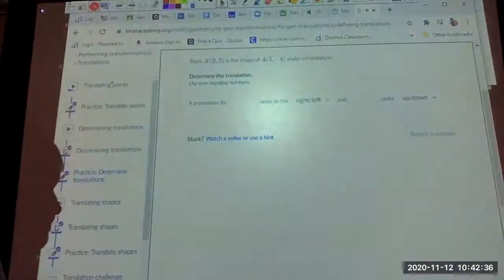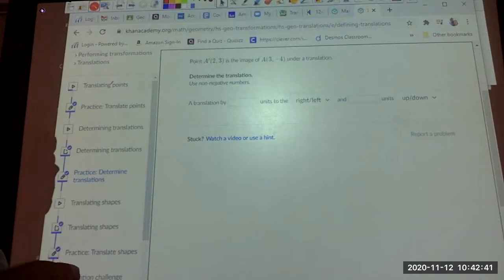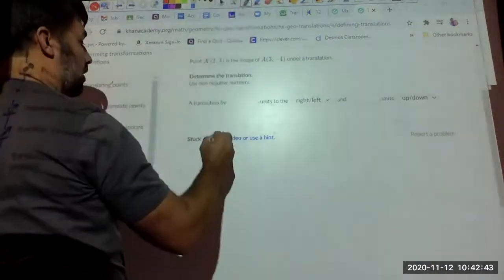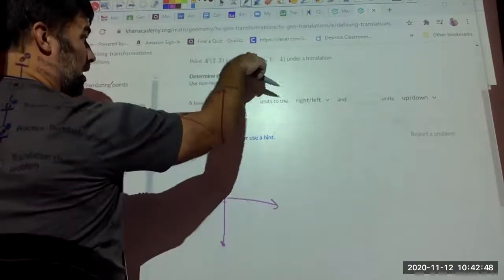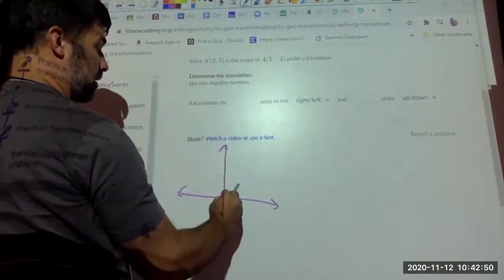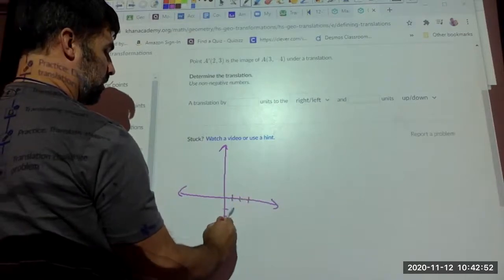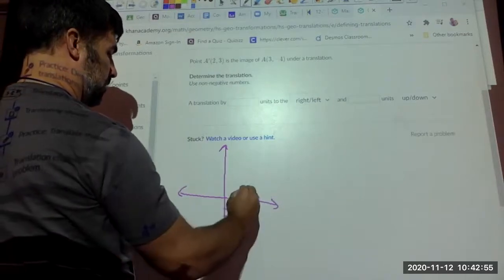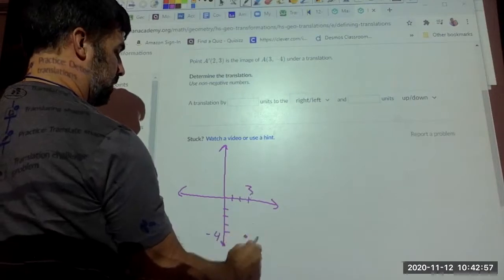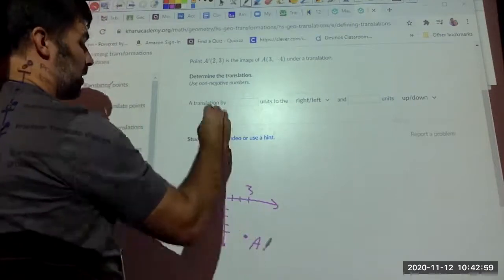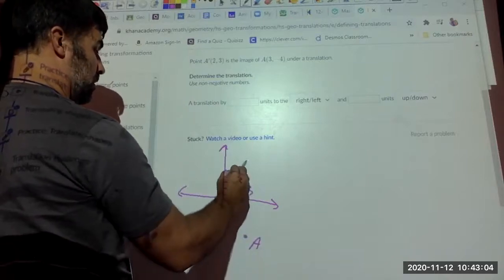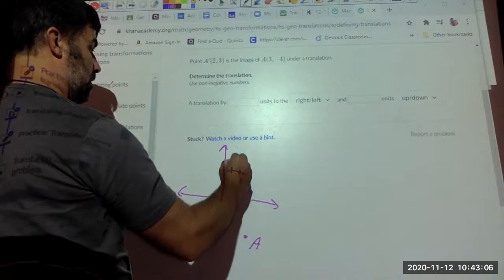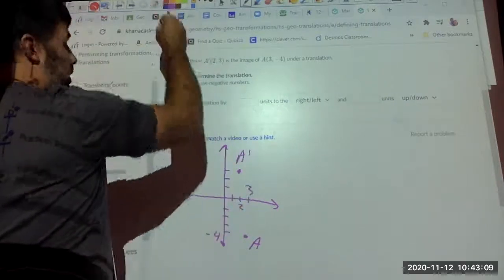Again, 4 questions out of these. You got to get at least 3 out of 4 on this too. All right, this is just like the other one. Again, if you want to graph, you can graph. Make sure you're going A to A prime. So A is 3, -4. That's my A. A prime is going to be 2, 3. So here's 2, 1, 2, 3. That's going to be my A prime. Do a different color.